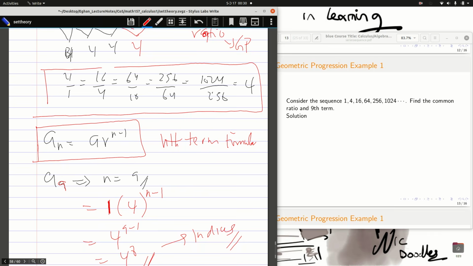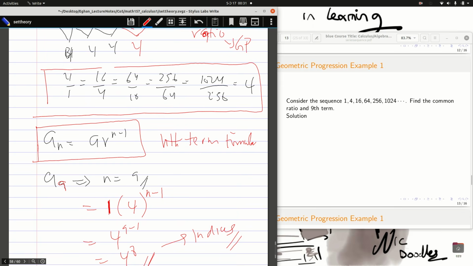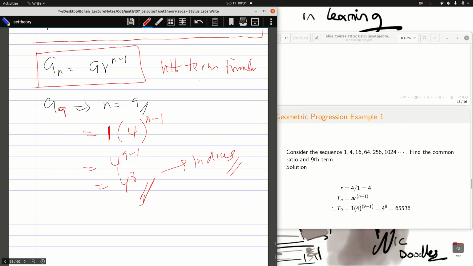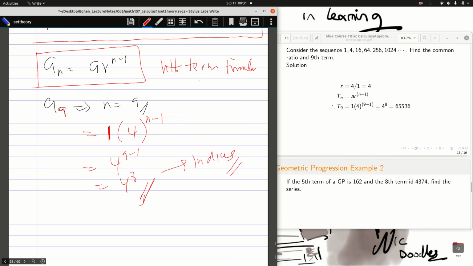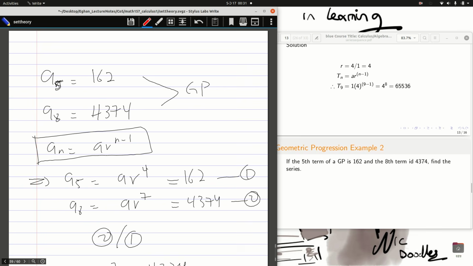Yeah, this is indices. It means our GP is in the form of indices, because it's raised to some index. This is an indices because I have the base raised to the index n minus 1. Let me not even go there. Okay, and so that is it for your 9th term. It is 6, 5, whatever. This is calculator work. Okay, I hope I'm not rushing through.